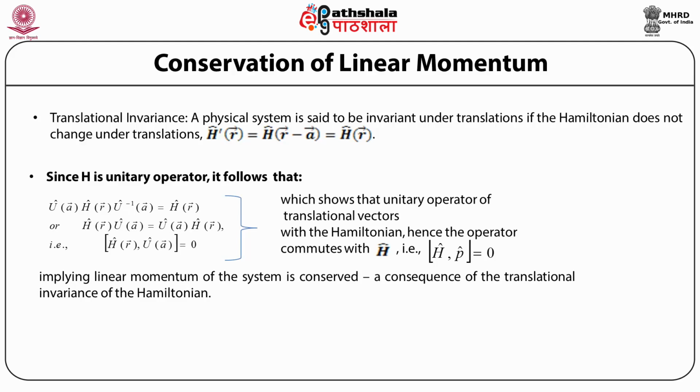Now, since the Hamiltonian operator H is a unitary operator, we can show that the translation operator acting on the Hamiltonian operator yields the Hamiltonian operator only, that is, the translation operator U as a function of position vector a, the Hamiltonian operator H as a function of position vector r, and the translation operator U inverse as a function of position vector a is equal to the Hamiltonian operator H as a function of position vector r, or the Hamiltonian operator H as a function of r, the translation operator U as a function of a is equal to the translation operator U as a function of a, the Hamiltonian operator H as a function of position vector r.